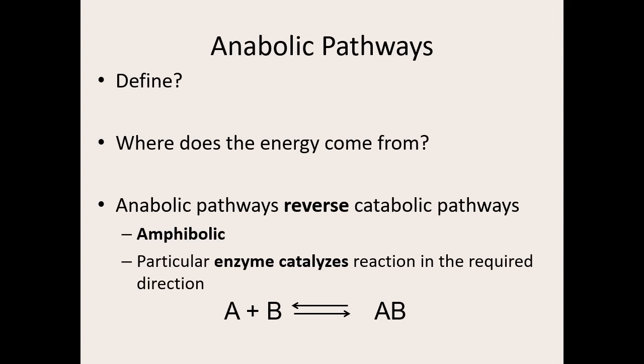So a reaction that can go both ways, because they don't all, is called amphibolic. So this is just showing a single molecule called A and a single molecule called B. We can put them together into a larger molecule called AB. But we can also take that large molecule, AB, and break it down into its individual parts, A and B. So we can build things up and we can break them down. Although the reaction goes both ways, different enzymes are required for different things. One enzyme is needed to put them together, a completely different enzyme is needed to break them down.